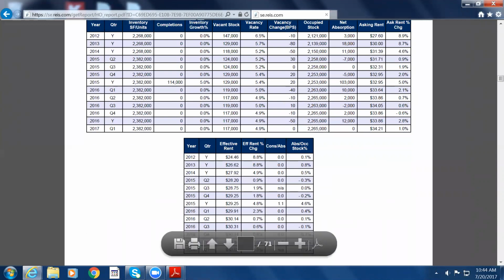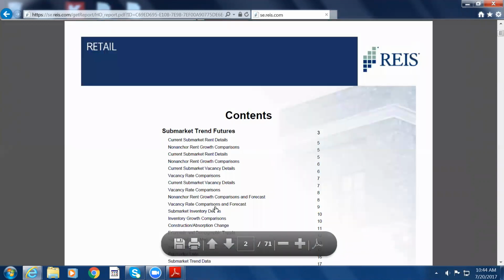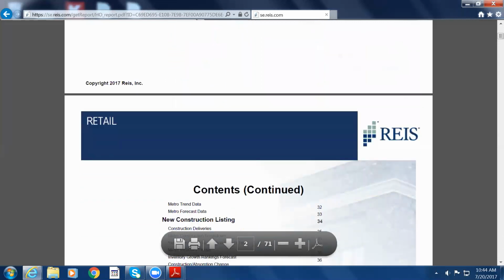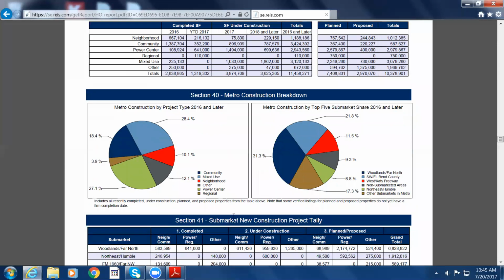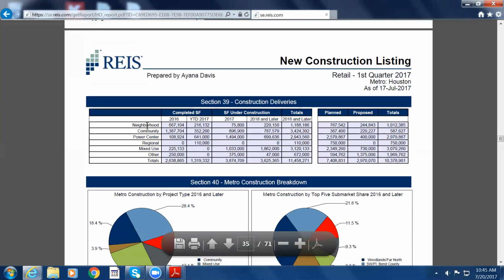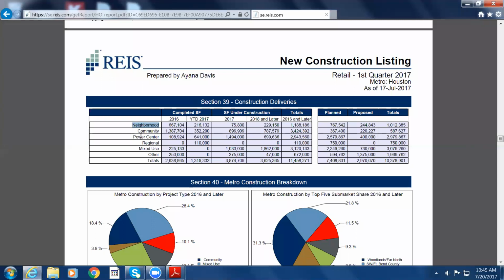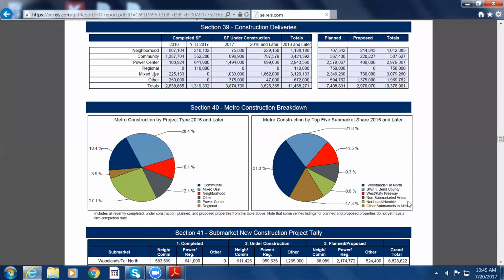Now, I did want to show you again that new construction listing. A bit of a longer report. Here we go. So again, similar to what we had seen for apartments, but now we're talking retail. So what does inventory look like, or what's under construction, what's expected in the pipeline if you were to break it down into mixed use, for example, like you said, or a regional mall or power centers, and where is most of that activity?